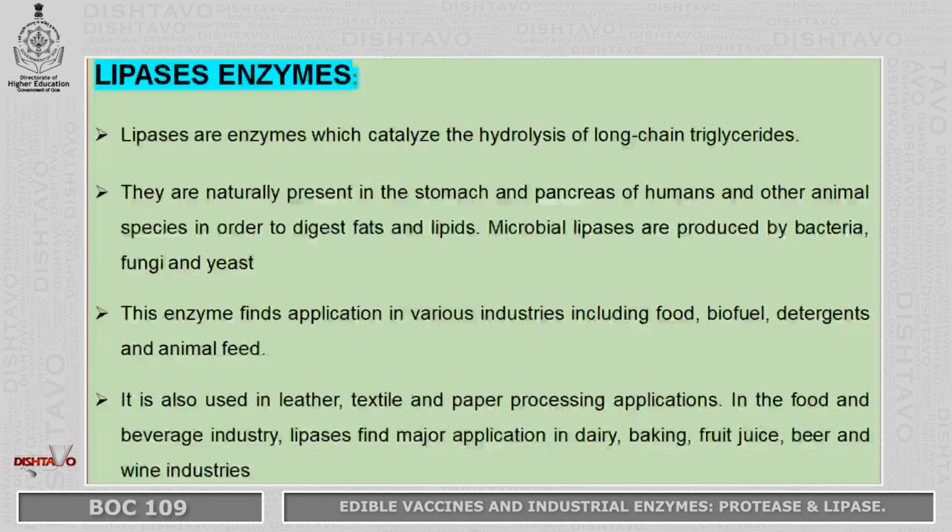They are naturally present in the stomach and pancreas of human beings and other animal species in order to digest fats and lipids. Microbial lipases are produced by bacteria, fungi, and yeast. This enzyme finds application in various industries, including food, biofuel, detergents, and animal feed. It is also used in leather, textiles, and paper processing applications. In the food and beverage industry, lipases find major applications in dairy, baking, fruit juice, beer, and wine industries.